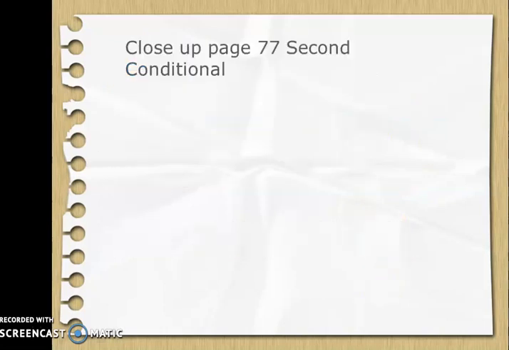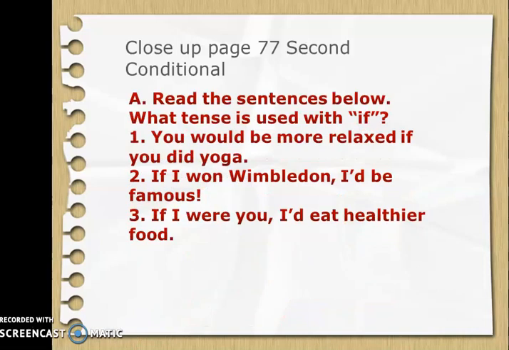Now it's your turn to do Close Up page 77, second conditional. Let's try this. Read the sentences below. What tense is used with if? You would be more relaxed if you did yoga. If I won Wimbledon, I would be famous. If I were you, I would eat healthier. Look at the tense. What tense is used with if? If you did yoga, in the if clause, you use what? Did is what tense? If I won Wimbledon, the verb in the if clause, what tense is won? If I were you, what tense is were? The answer is past simple tense, because in the if clause we take on a past simple verb.